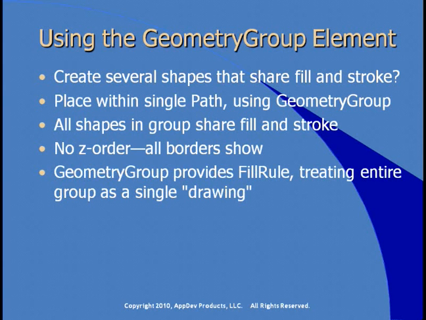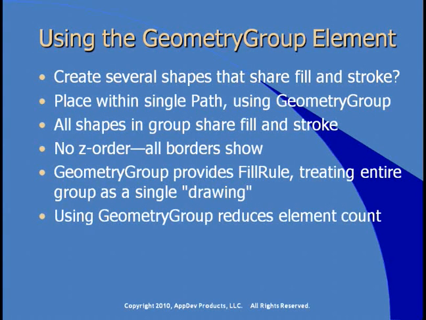The geometry group does provide a fill rule, treating the entire group as a single drawing. Just like you saw previously using the star shape, you can use the fill rule here to treat the entire set of elements that you draw using the geometry group as a single polygon. Now, using the geometry group reduces the element count, and that optimizes your XAML slightly, because the fewer elements you have, the faster the XAML can be rendered.